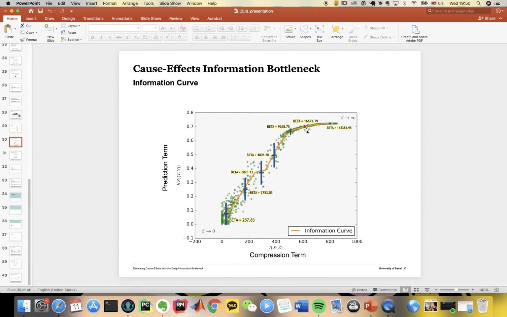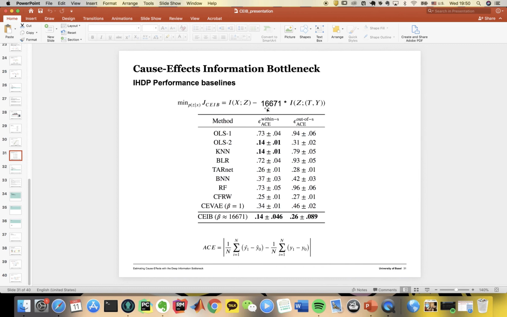Now that we know the beta value at the convergence point, we can plug it back into our model and train on the IHDP data sets for evaluating the average causal effect again. This is our performance against all the existing baselines. The first is linear regression, the second is linear regression with a pair, then the k-nearest neighbors, balancing linear regression, TARNet, which is a kind of feed-forward network, and the balancing neural network. These two I can't really remember, but we are focused on comparing our results with the CEVAE, the causal effect variational autoencoder. They are basically the same thing, the only difference being that they set beta equal to 1.